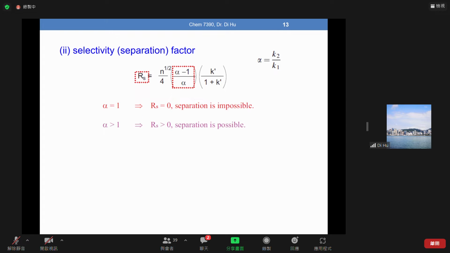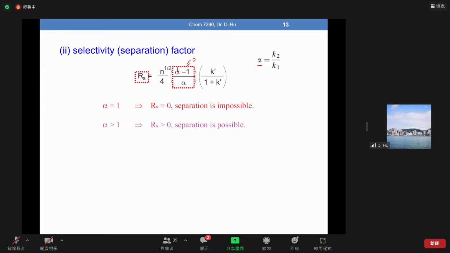Anyway, let's look at the selectivity factor first, because we mentioned the selectivity factor alpha is equal to k2 over k1, the ratio. When alpha equals 1, that means these 2 peaks have the same k value. That means they are overlapped, there's no separation. So in the resolution, if we put alpha equal to 1, this term equals 0, that means no resolution, not separated.